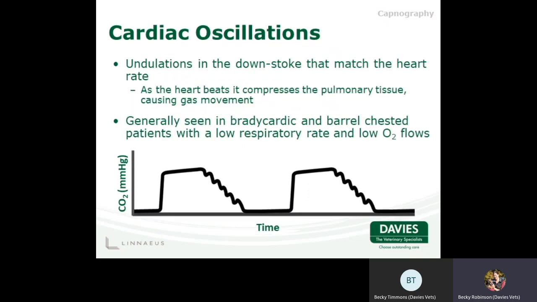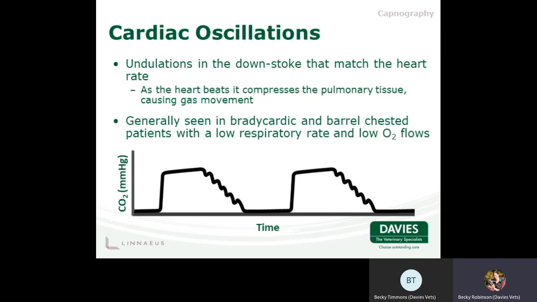Our next example is cardiac or cardiogenic oscillations. And this is a variant of normal. It's seen relatively commonly, but if we do see it, it's nothing really to worry about. So basically, what we see with cardiac oscillations is that our downstroke has a number of undulations. And if we had the patient in front of us, we would see that the undulations would match the patient's heart rate. And the theory behind this is that as the heart is beating, it's compressing the pulmonary tissue and moving some of the gas out of the lungs.